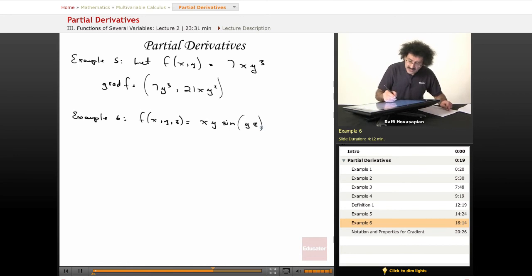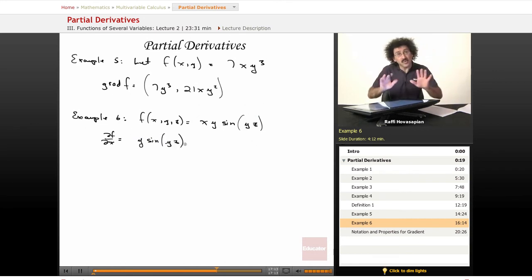So let's do df dx. So df dx, the derivative with respect to x, is going to be, well, notice we said you hold everything else constant, so you hold y and z constant. This sine function, yz, x is not in this argument. Because x is not in this argument, this whole sine of yz is a constant, and y is a constant. So the derivative of this is just plain old y times the sine of yz.